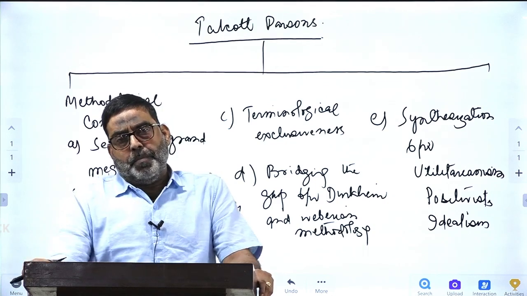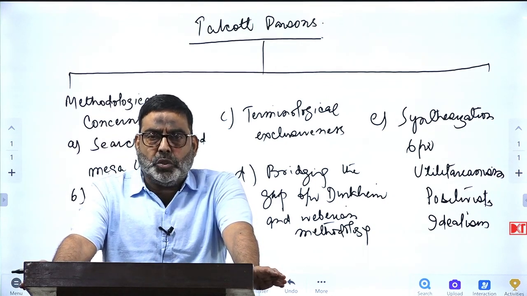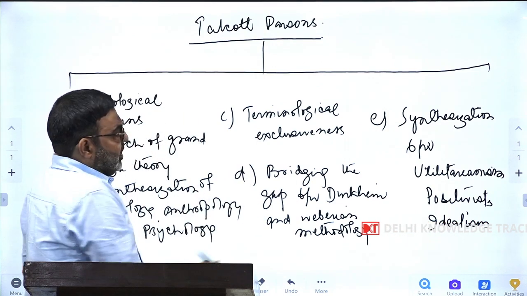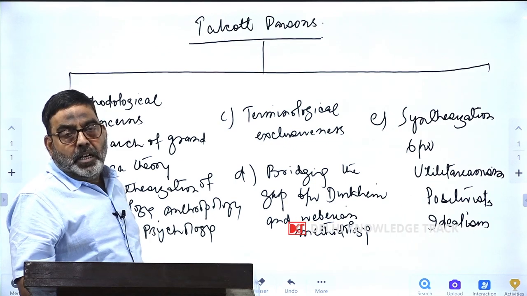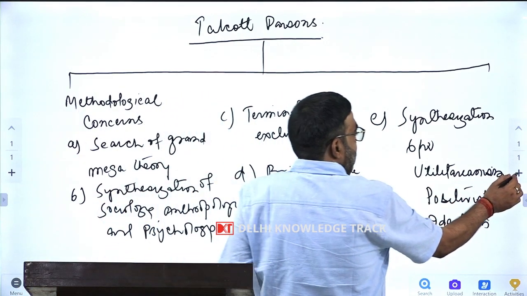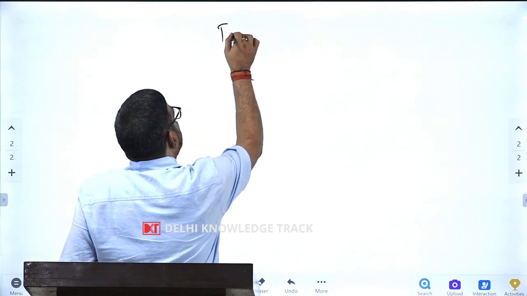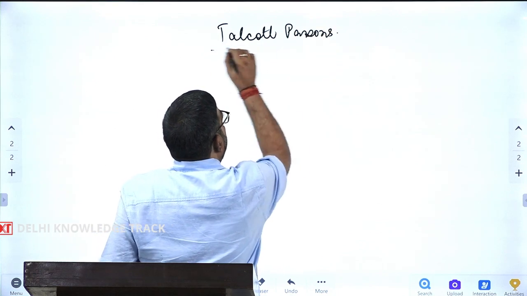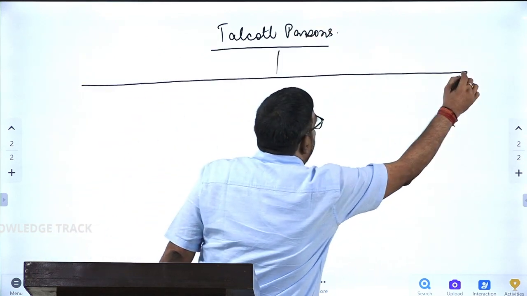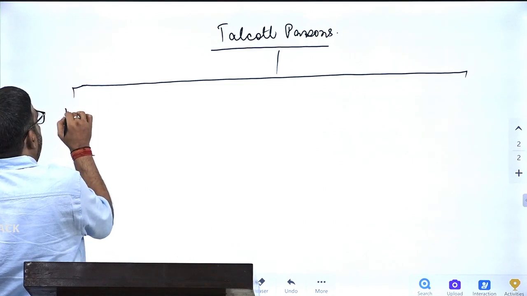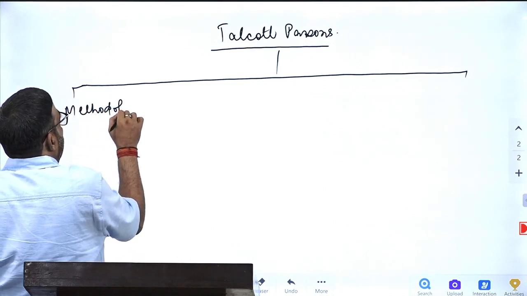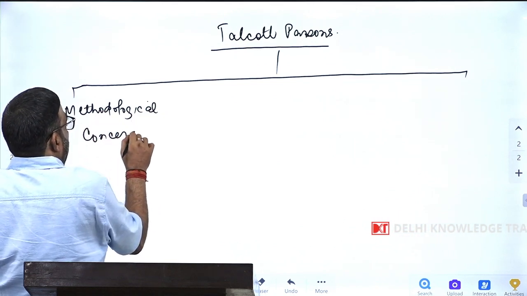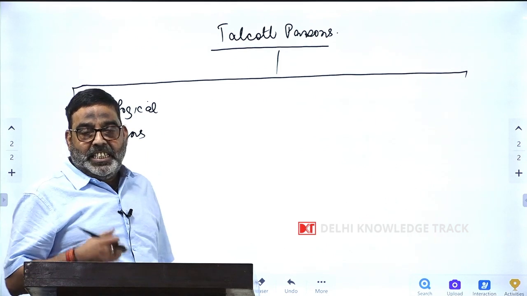And in this very perspective, either you talk about his socio-historical background or you talk about the methodological concerns, these are certain methodological concerns in a Parsonian dimension. So once you have done this, in the last class we talked about the methodological concerns. So we said A, B, C, D, E.